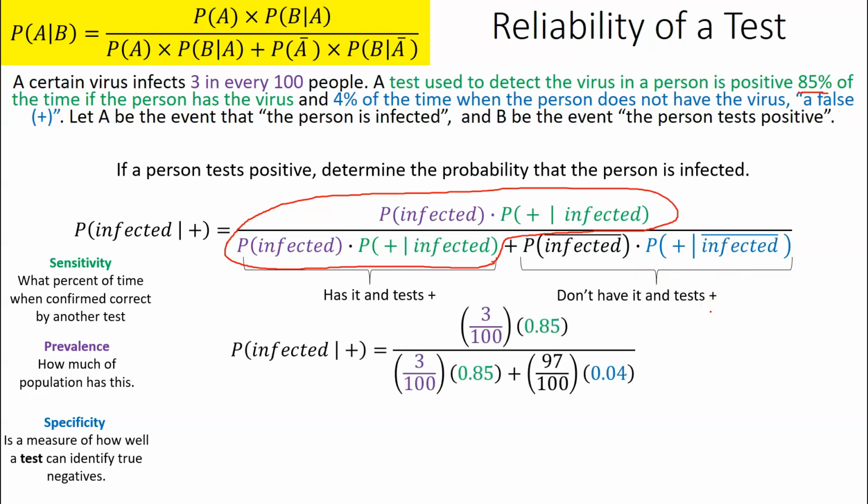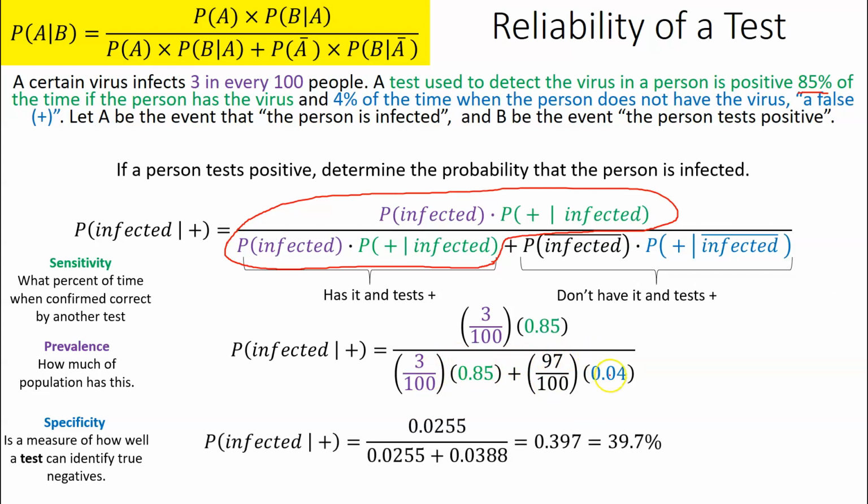Okay, throw the numbers in. There we go. I already said what they were going to be. 3 out of 100, 85%, 3 out of 100, 85%, 97 out of 100, and 4%. Run it all through your calculator. And this is actually a 39.7% probability of being infected given that the test comes back positive. Think about that. The test comes back positive. People just assume, well, I'm infected. Well, in this particular example, there's actually only a 39.7% chance that you're actually infected.